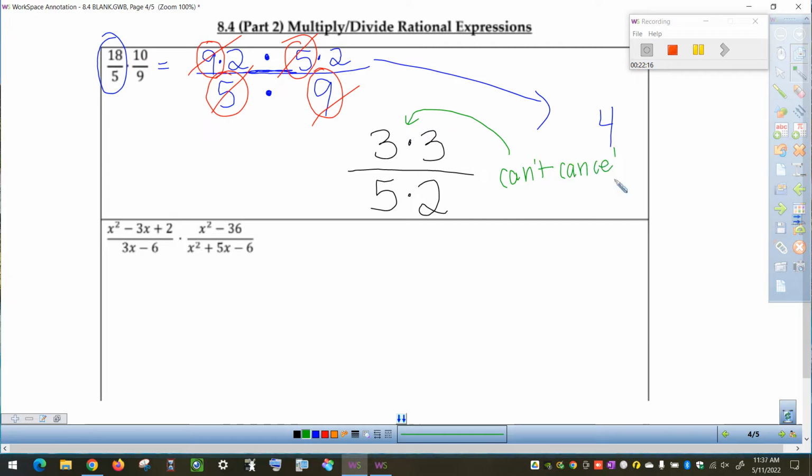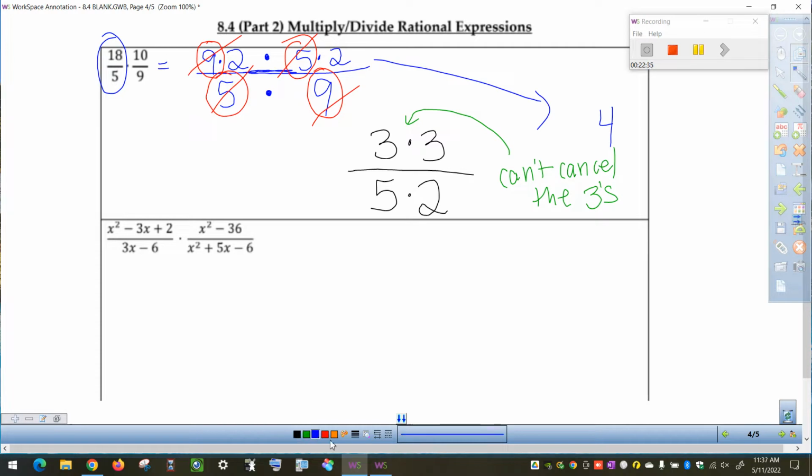We can't cancel the 3's in this case because they are in the same position, they're both on the top. So let's be mindful of that. The only reason that the canceling we just did is working is that one is on the top and one is on the bottom. So that's just helpful to remember.